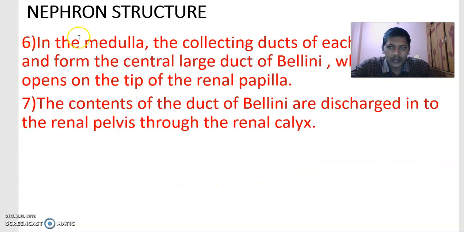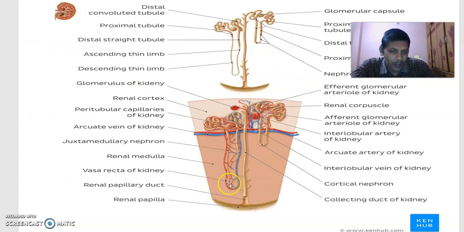In the medulla, the collecting ducts of each pyramid join and form the central large duct of Bellini, which finally opens on the top of the renal papilla. This is the duct of Bellini, which is opening on the top of the renal papilla.